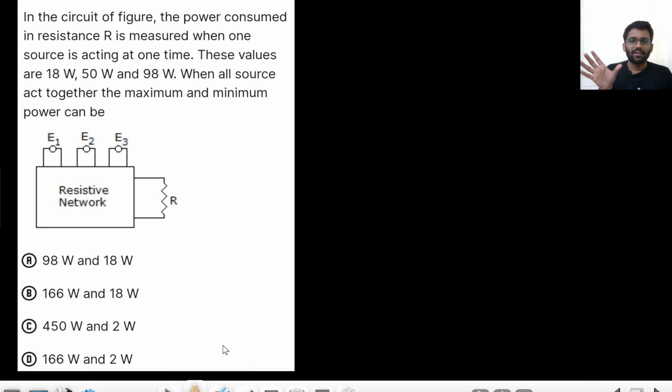Now there is a resistive network and there are 3 sources there. Each one is consuming some power. In the circuit, the power consumed in the resistance R is measured when one source is acting alone. These values are 18 watt, 50 watt, and 98 watt. When all sources act together, the maximum and minimum power can be found.